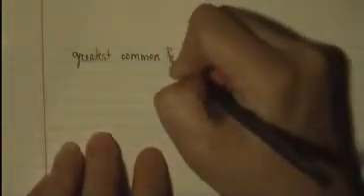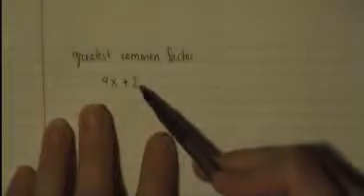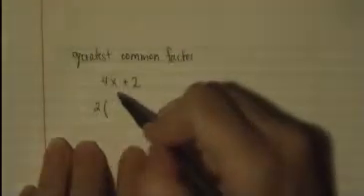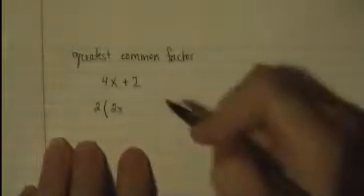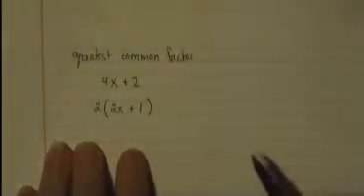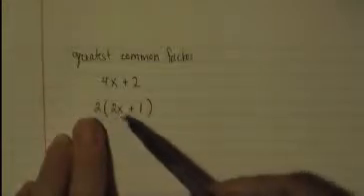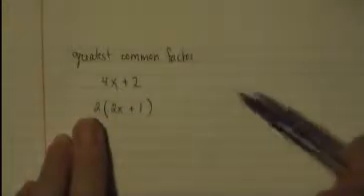Let's start off with a simple example, 4x plus 2. If I wanted to factor out the greatest common factor, each of these terms is divisible by a 2. 4 divided by 2 is 2, 2 divided by 2 is a 1. So here I'm going to pull the 2 out front, and 4x divided by 2 leaves you a 2x. The 2 divided by 2 leaves you a 1. Okay, if you wanted to check your answer, you would multiply that 2 back in, distribute it, and you would see it's 4x plus 2.